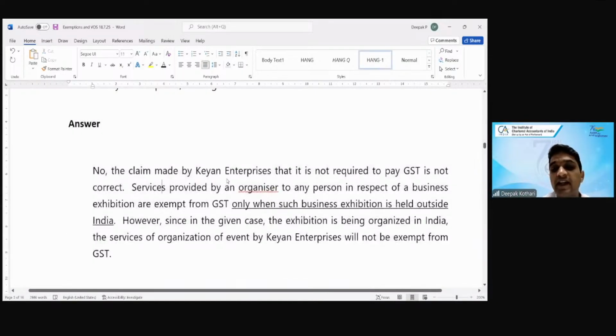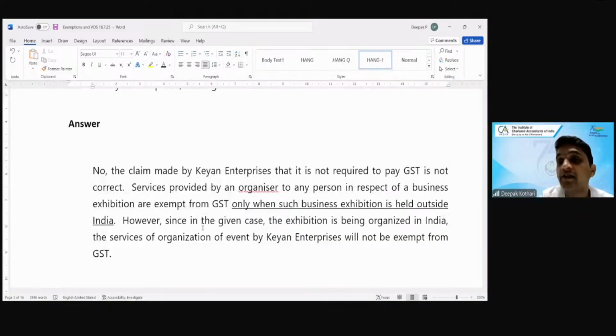The claim made by Keenan Enterprises that it is not required to pay GST is not correct. Services provided by an organizer to any person in respect of business exhibition are exempted only when the business exhibition is held outside India. This is the main reason. If they hold any exhibition outside India, the place of supply is also outside India. That's why it is exempted. But if you do any business exhibition which is organized in India, then it will not be exempted.